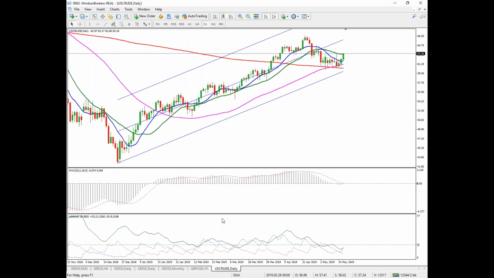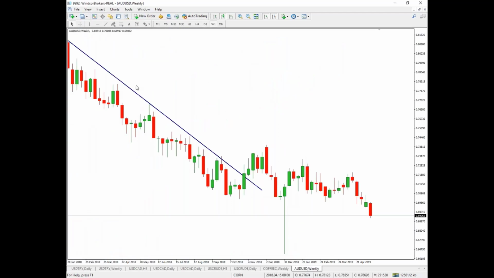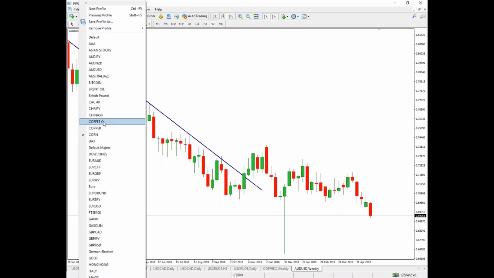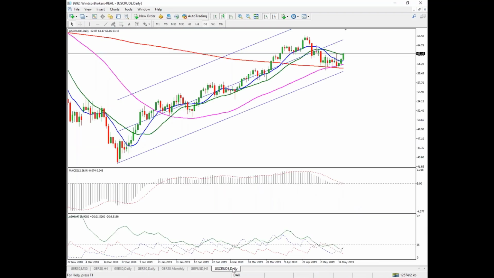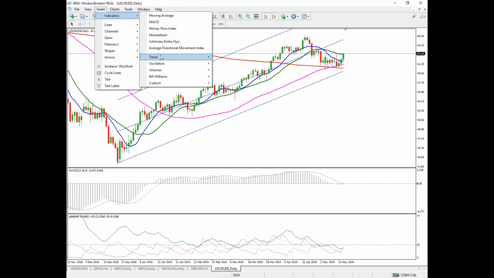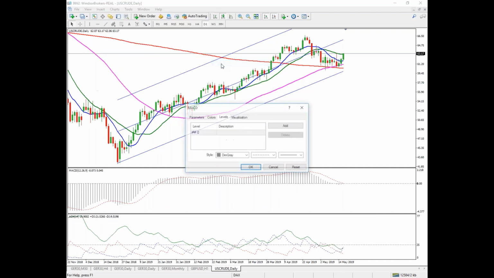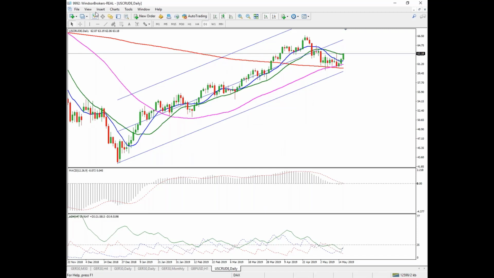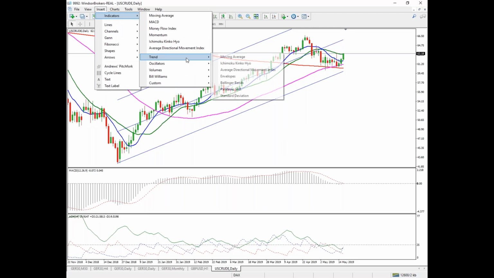Now the same things we can apply again on the daily chart. So let's insert indicators. What we are putting, MACD. Oh no, MACD we have already. I do apologize. We are going to put the relative strength index.